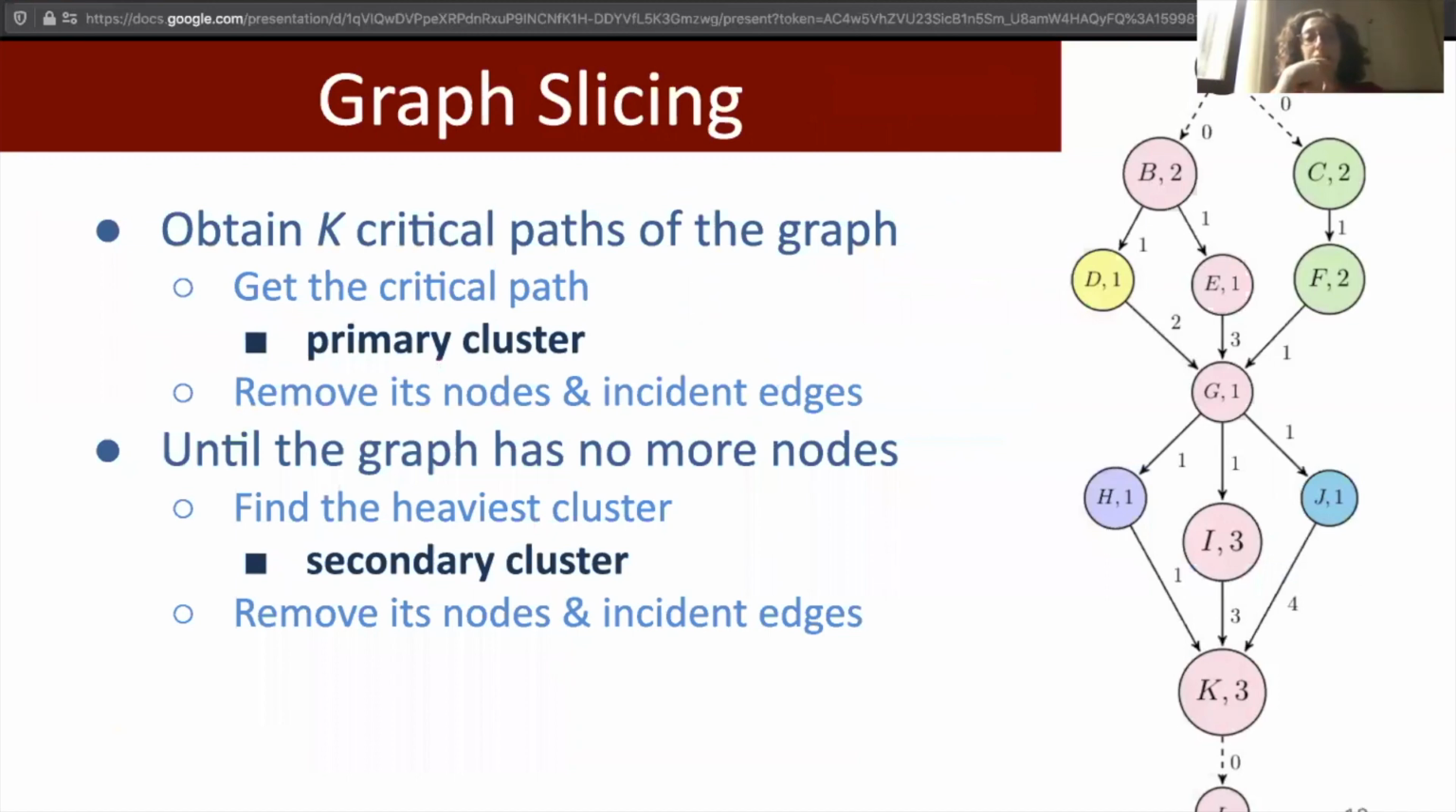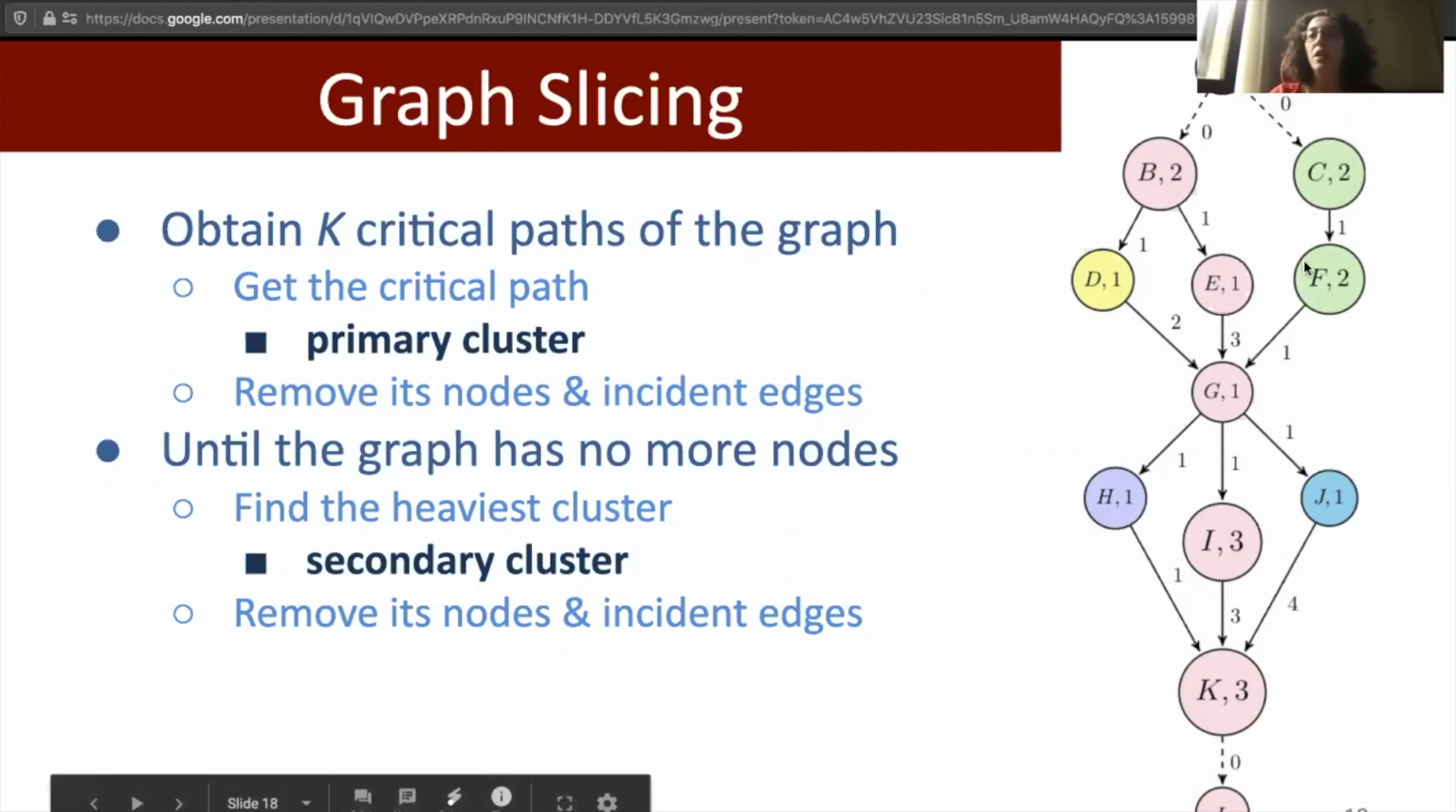For example, in graph slicing, we first try to obtain k critical paths. We traverse the graph and create k critical paths. We find the first critical path, remove it from the graph, find the second critical path, and then the third, and so on, until we have k critical paths, since we have k partitions. Of course, there are other nodes left after we have k critical paths, and we refer to them as secondary clusters. In this figure, for example, the pink one is the first critical path and the green is the second critical path. With k equal to 2, the yellow, purple and blue nodes are secondary clusters.